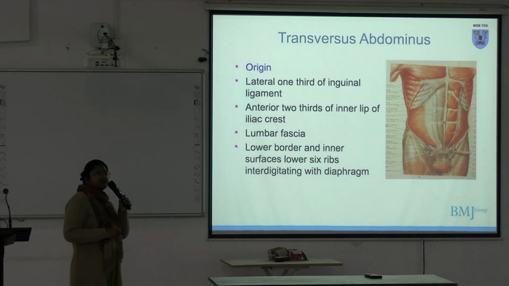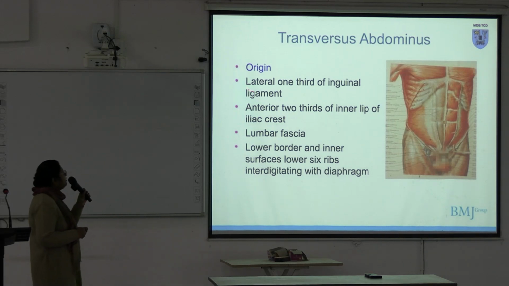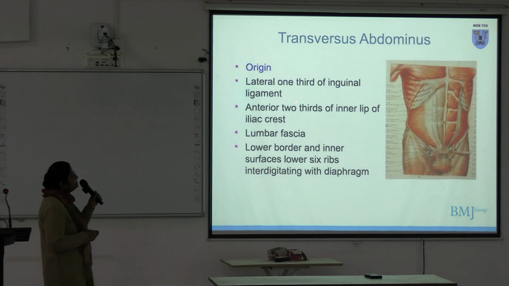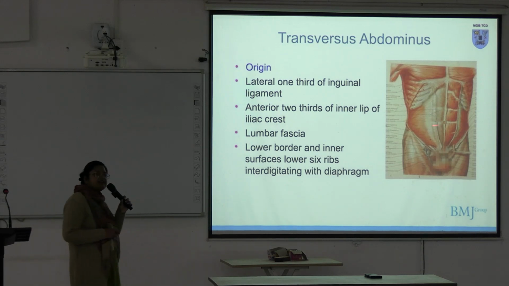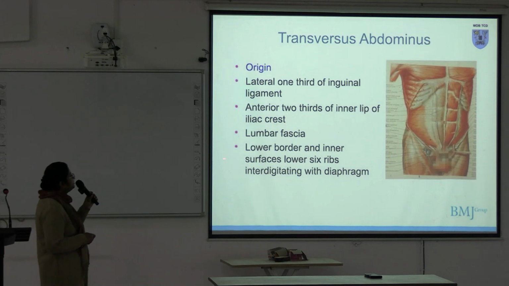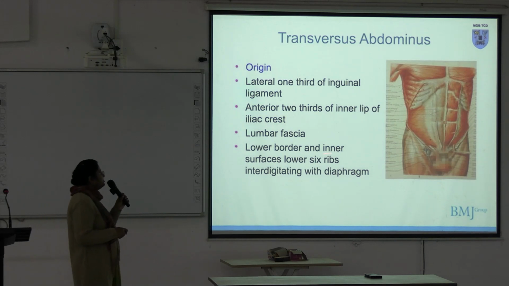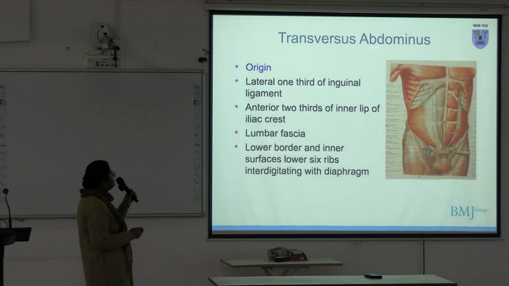We go to the transversus abdominis muscle. Origin is from the lateral 1/3 of the inguinal ligament, anterior 2/3 of the inner lip of the iliac crest, lumbar fascia, lower border and inner surfaces of lower 6 ribs interdigitating with the diaphragm. So these are the sites of origin of transversus abdominis. Okay.